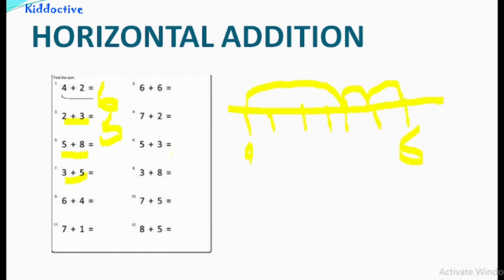Now all these you are going to solve and tell me. So this is the rule, horizontal addition we are doing for one digit.